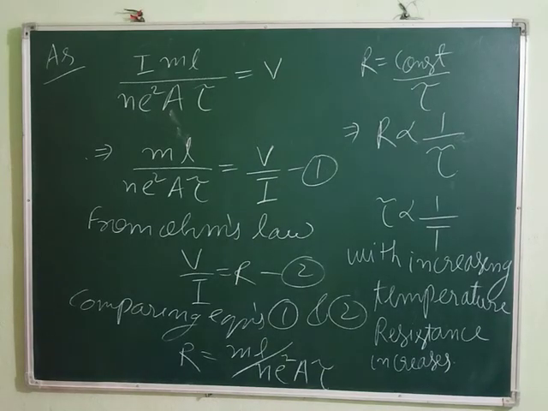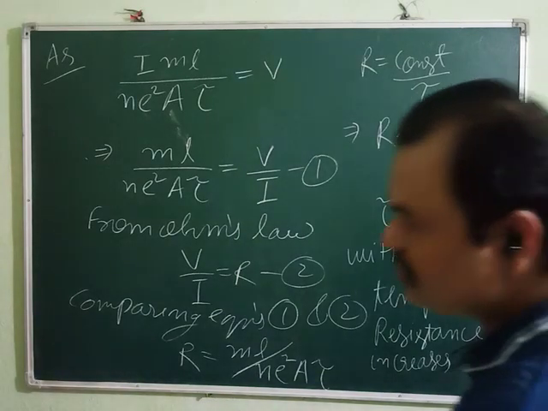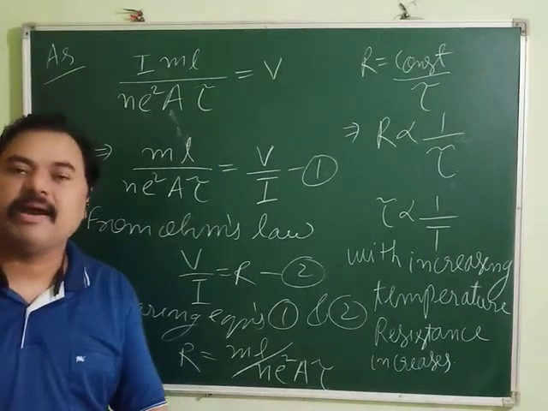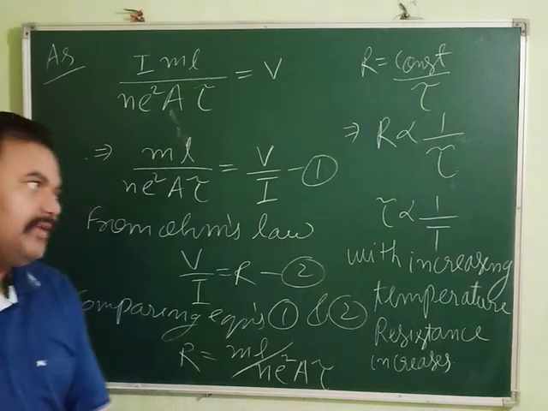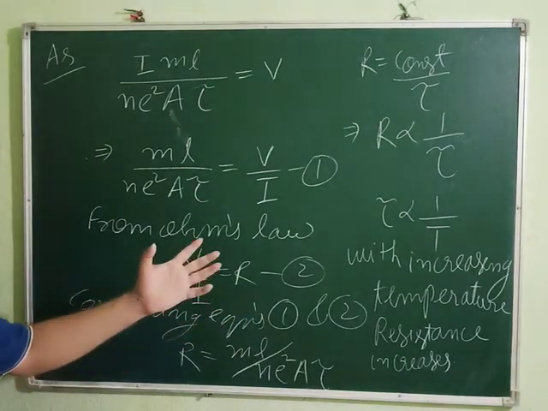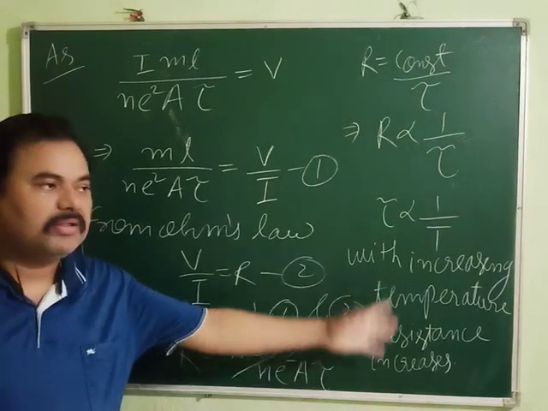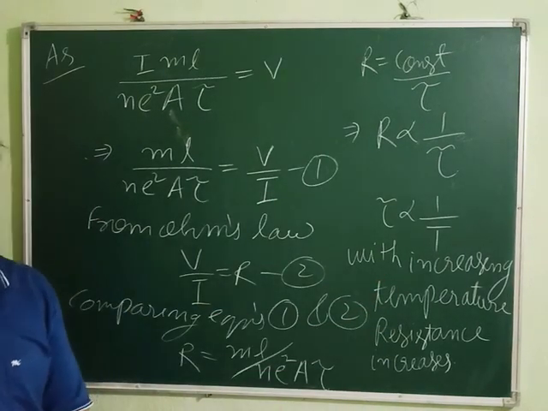That's all for this video, my dear children. We have discussed Ohm's law. We have discussed the relation between current and drift velocity. We have discussed the expression for resistance in terms of relaxation time, and we have got the conclusion of how the resistance depends on temperature.